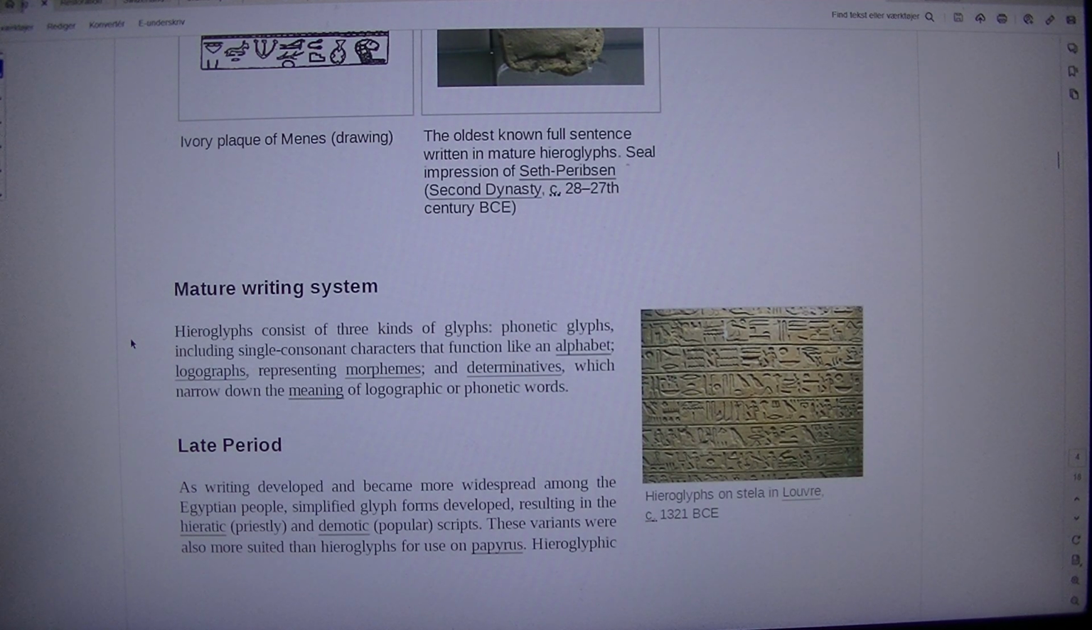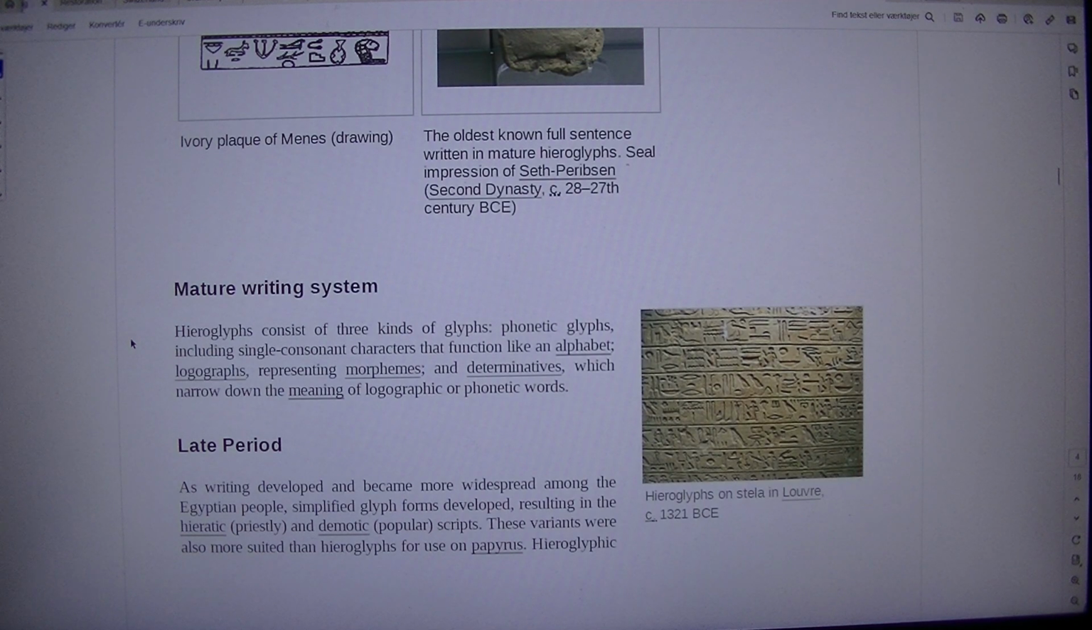Hieroglyphs consist of three kinds of glyphs: phonetic glyphs, including single-consonant characters that function like an alphabet; logographs, representing morphemes; and determinatives. We can narrow down the meaning of logographic or phonetic words. Late period. As writing developed and became more widespread among the Egyptian people, simplified glyph forms developed, resulting in the hieratic, priestly, and demotic, popular, scripts. These variants were also more suited than hieroglyphs for use on papyrus.